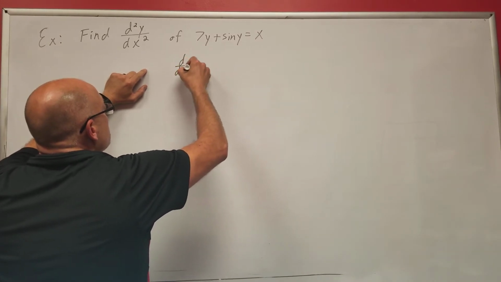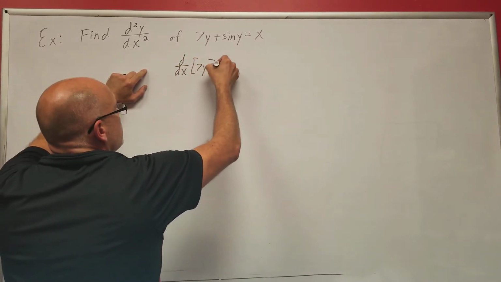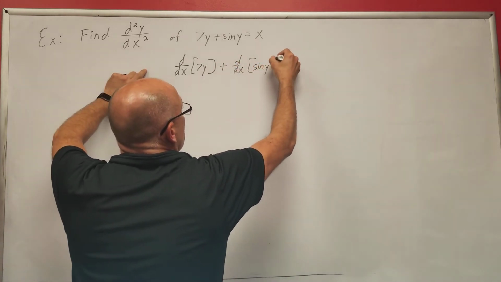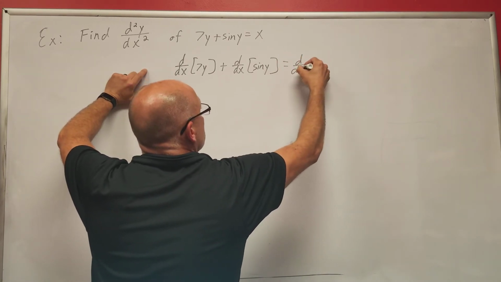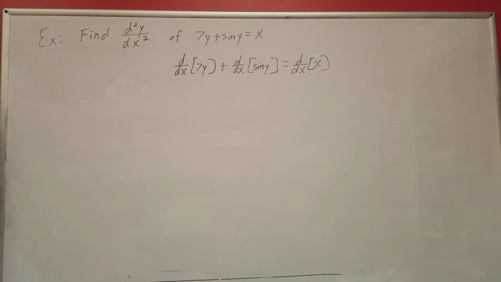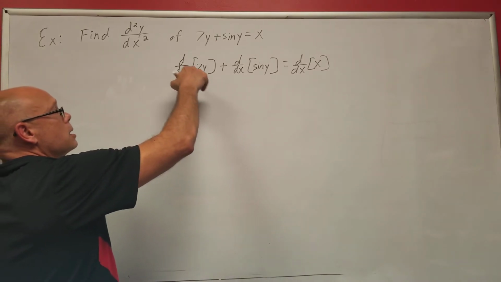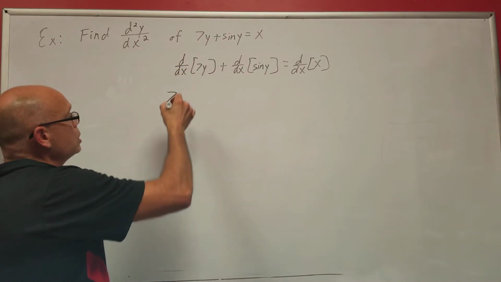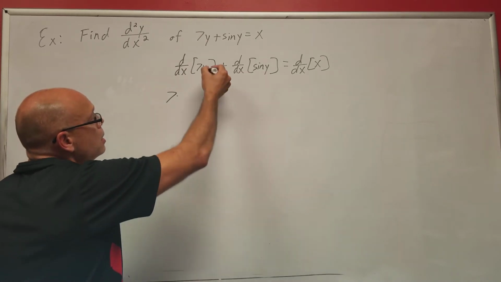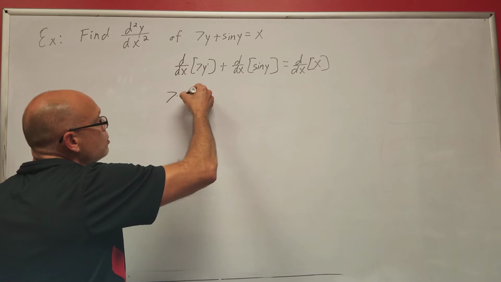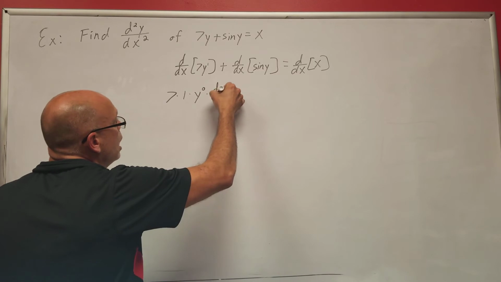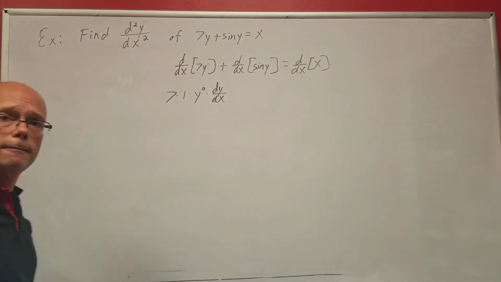So I'm going to say, okay, the first derivative is going to be taking the derivative of 7y plus the derivative with respect to x of sine of y is equal to the derivative with respect to x of x, right? Well, this constant can come to the outside, and that's 7 times the derivative of y with respect to x. What's the derivative of y with respect to x? Remember, that's an understood 1 right there. So it's 1 times y to the 0 times dy over dx.